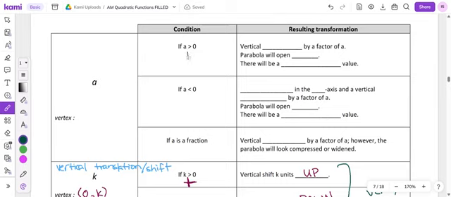So if A is positive, if A is negative. For the A, we call this a vertical stretch or compression. In grade 10, we do not look at a horizontal stretch and compression, but in grade 11, we do. It just doesn't make sense for a parabola, but next year you're going to learn about other functions that experience both types of stretches.